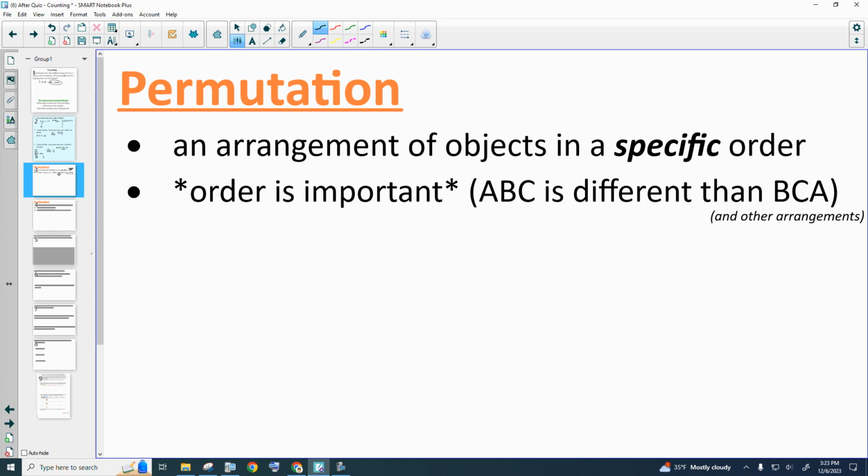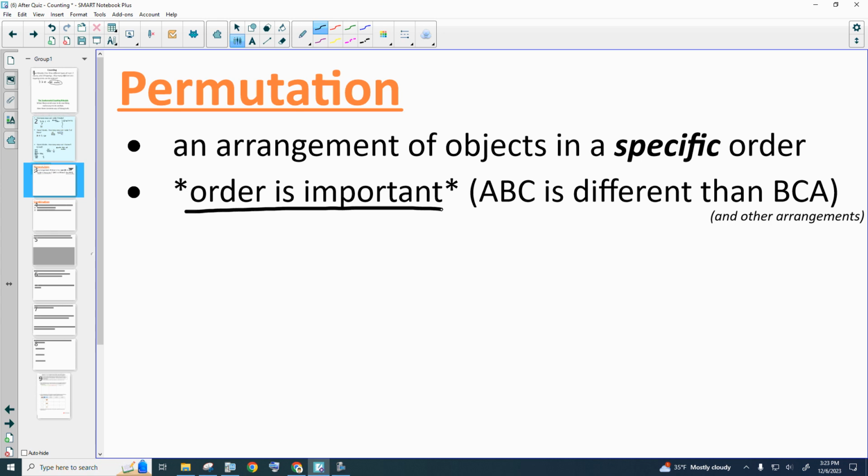One of these things that we just talked about is a permutation. A permutation is an arrangement of objects in a specific order. So order matters. Order is important. Big stars there. So ABC is different than BCA or other arrangements of that same thing.